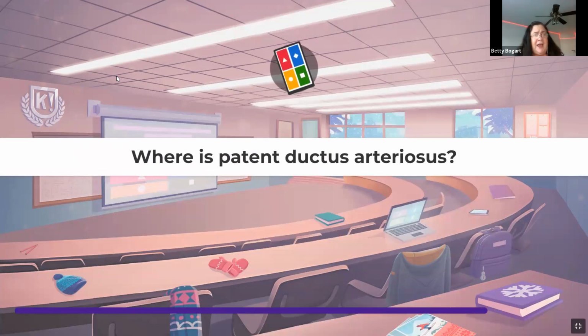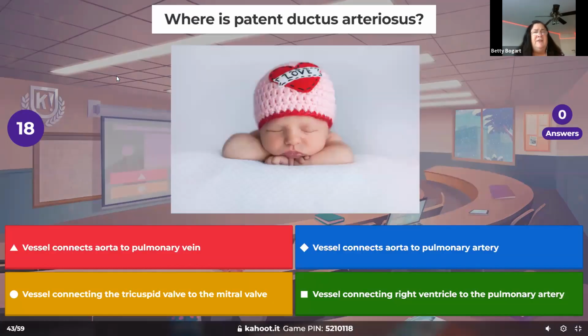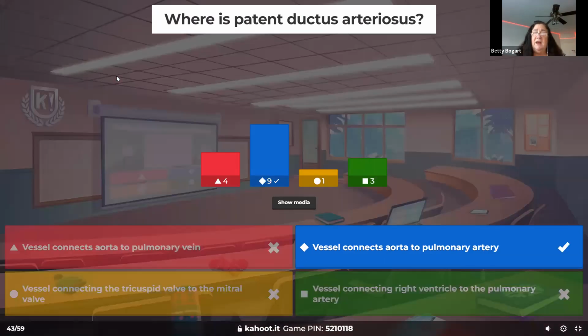Where is a PDA? I've said it at least 6 or 7 times already. What does it do? Where does it connect? We know it's fetal circulation. It connects the pulmonary artery to the aorta. So we have stuff going from lungs systemically. That's how I remember it. Lungs to systemic.